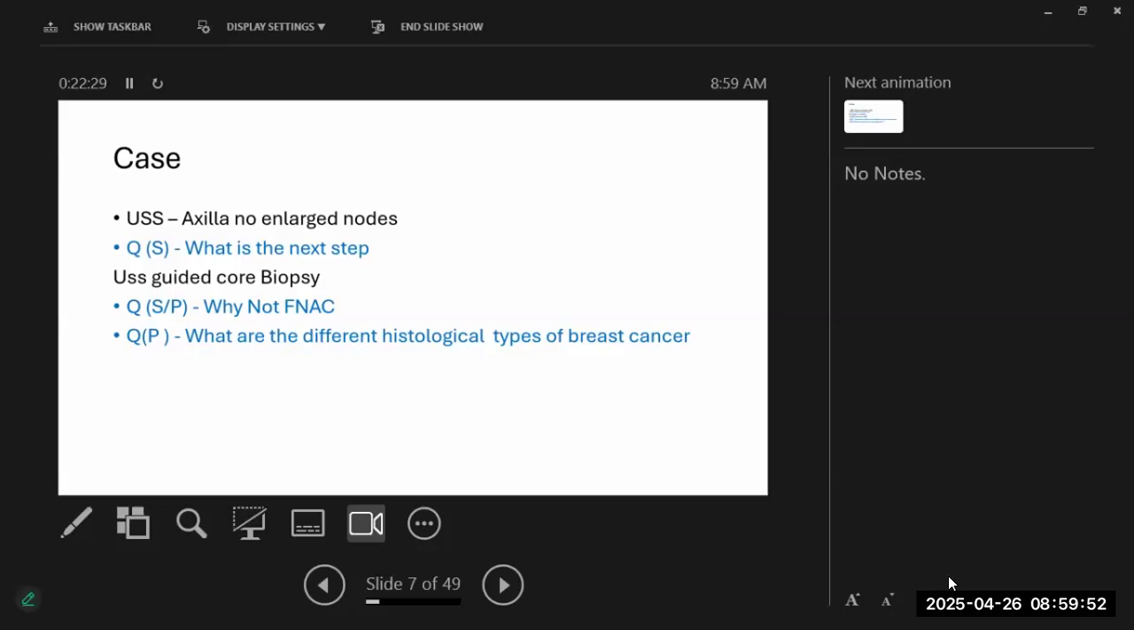Now, you might argue that you can do immunos from the cytology as well, immunocytochemistry, but that is not available in Sri Lanka as far as I know. And the sensitivity is much better in core biopsies.